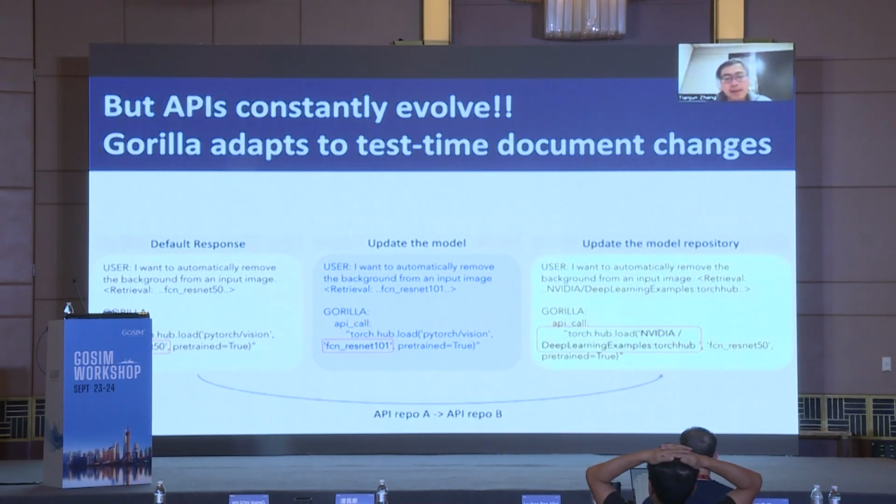I want to actually update my API REPL A to API REPL B. So in this case, I want to change from Python revision to NVIDIA deep learning examples. And with a similar recipe, I also provide the retrieved results changed from less than 50 to NVIDIA deep learning examples. We can see also that Gorilla is able to effectively generate corresponding API calls with the updated information.